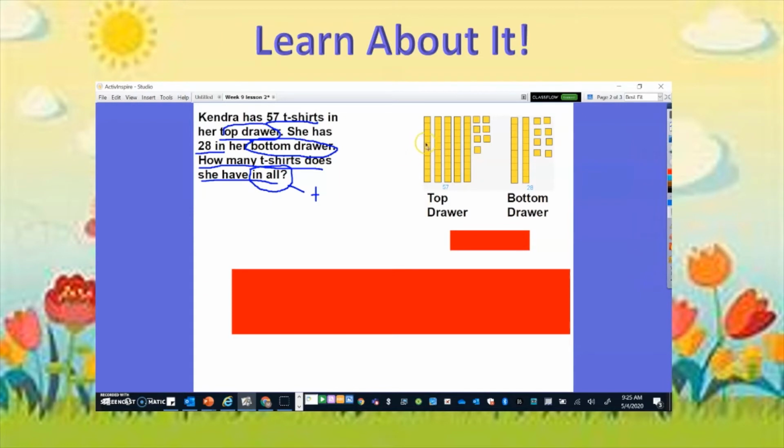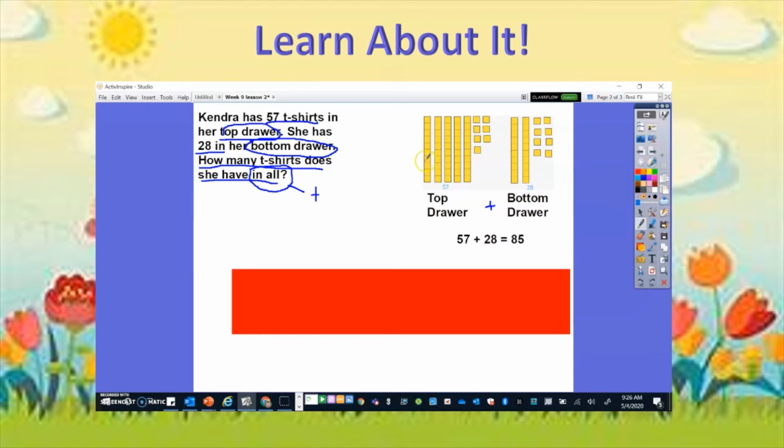Our first strategy is to use our number cubes. And if we take a look at what's in the top drawer, which would be 57, we would have 10, 20, 30, 40, 50, plus 1, 2, 3, 4, 5, 6, 7 would give us 57. And it said how many we're going to have in all, so that means we want to add what's in the bottom drawer. And in the bottom drawer, we have 10, 20, 21, 22, 23, 24, 25, 26, 27, 28. So if we take 57 and we add 28 more to it, we end up with a total of 85. So that's one strategy you can use.